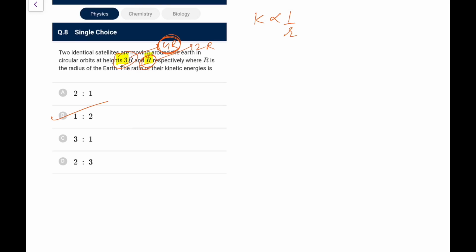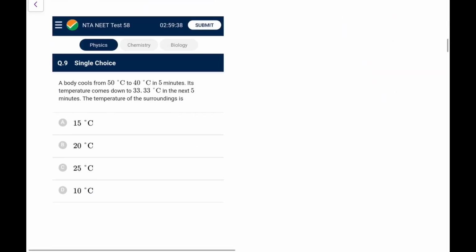So just remember we have to put that formula of K, that is mod of E, that is GMm by 2R, and that R is equal to R plus H. So don't get confused. Next one.